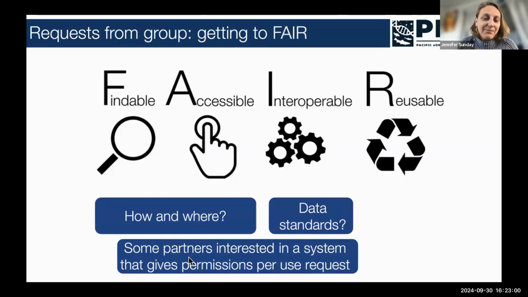And then this is one I really wanted to talk about, which is that some of our partners are interested in a system that can give permissions per use request down the road. After we've maybe published the paper, we want the data to be up, we want everything to be out there. They still are interested in a toggle where some of the partners could say, I want it to be for this use and not for that use. Can they give a permission? I think for some of the community groups and the Indigenous partners, this would be an important piece to talk about. So that's what I wanted to bring to the group.